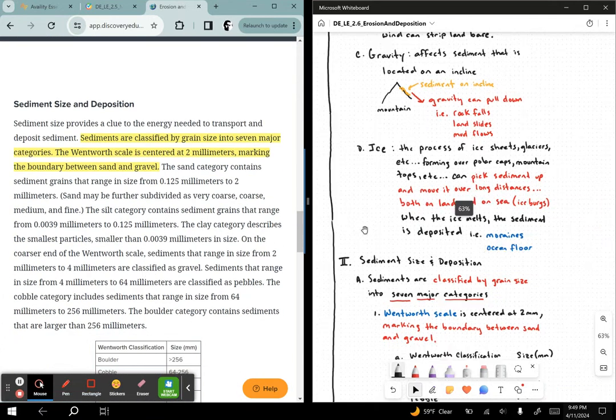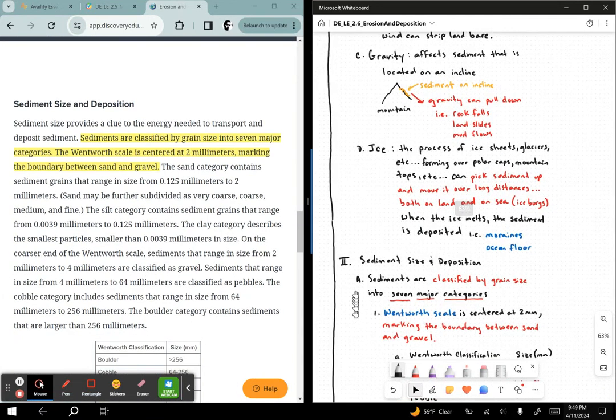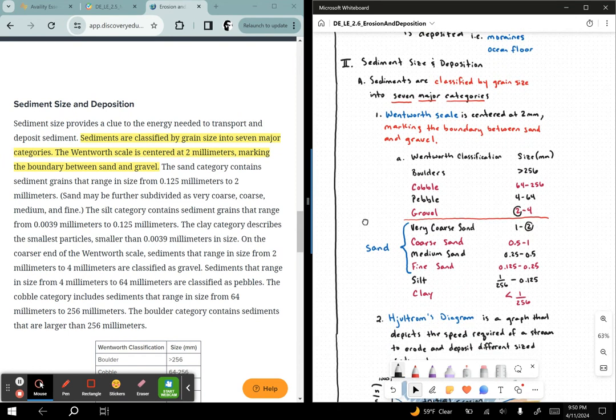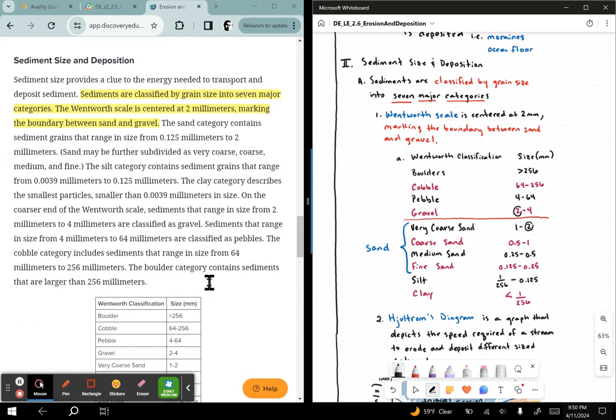Roman numeral 2, sediment size and deposition. Okay, so if we start here with letter A, sediments are classified by the grain size. Okay, that's the term you're going to hear for the rest of this lecture presentation. Grain size just basically says how big the rock or detritus is, right? It can be very large, it can be very small.